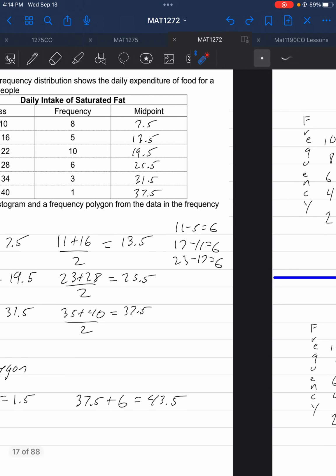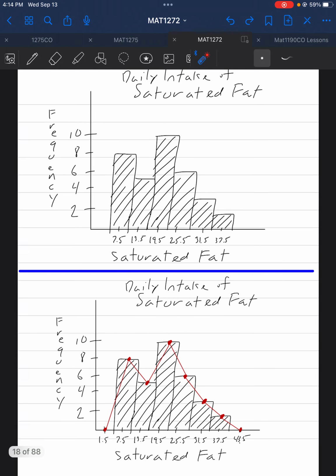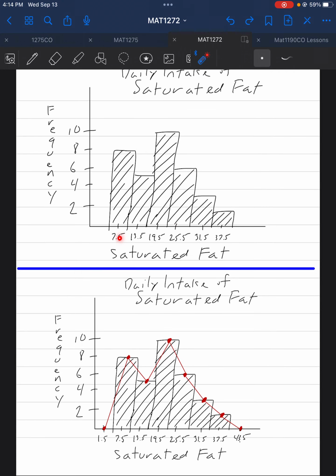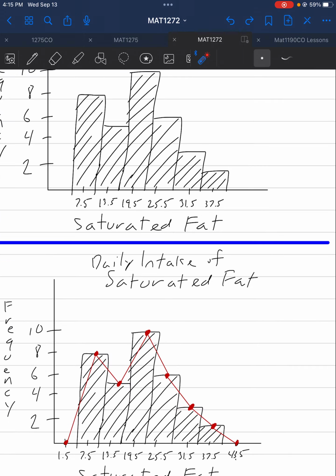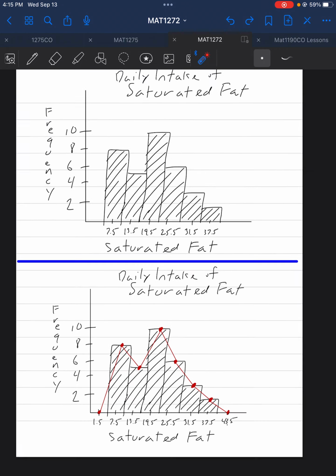So let's take this and construct our histogram first. A histogram is going to have an x and a y axis. The y right here, the vertical, x is the horizontal. It does not have to be labeled as x and y. But we have our midpoints here that we calculated, 7.5, 13.5, 19.5, 25.5, 31.5, 37.5. We can label this as the saturated fat because that is what the data represents.